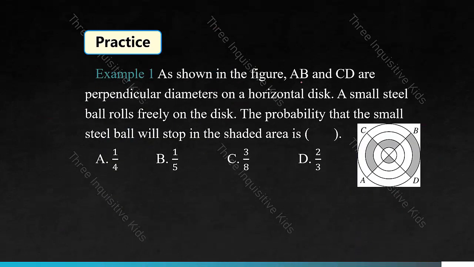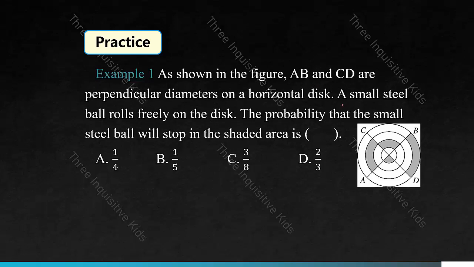Practice. As shown in the figure, AB and CD are perpendicular diameters on a horizontal disc. A small steel ball rolls freely on the disc. The probability that the small steel ball will stop in the shaded area is blank. So basically when it says the ball rolls freely, it means that it's random.